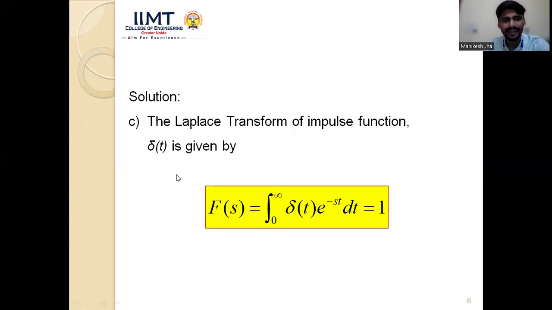When we take the Laplace transform, this is F(s). So F(s), how much do we get? Integration from 0 to infinity of delta(t), that is the impulse signal, times e to the power minus st dt. As I already told you, the impulse signal is defined only at t equals 0. So it means e to the power minus st at t equals 0. When we put t equals 0, e to the power minus 0 is how much? 1, because anything to the power 0 gives 1. So the Laplace transform of the impulse function is 1.